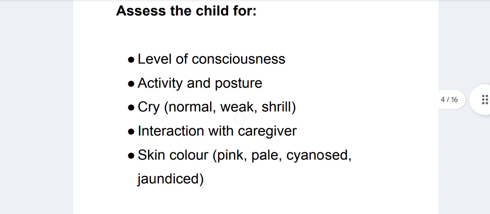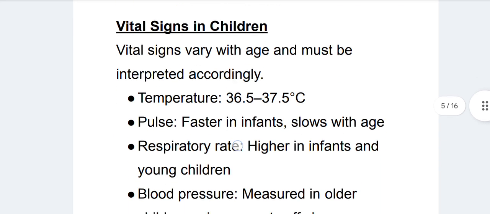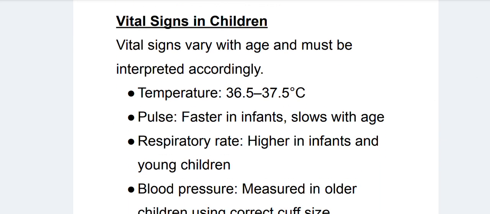You are going to assess for this. And then you are going to do vital signs. Vital signs in children are very important, especially in pediatrics.